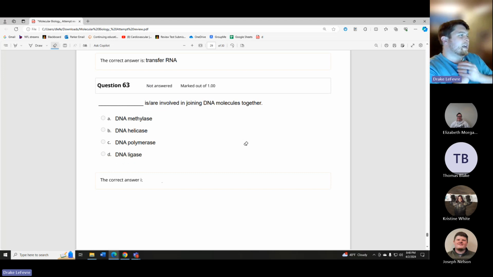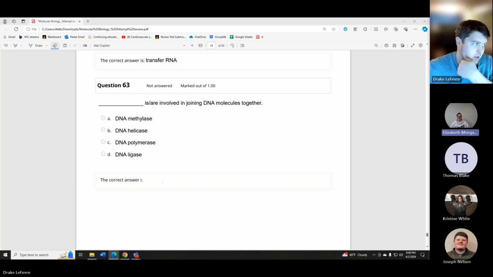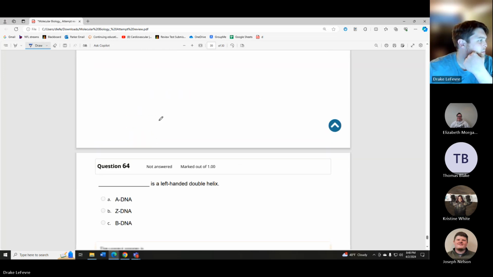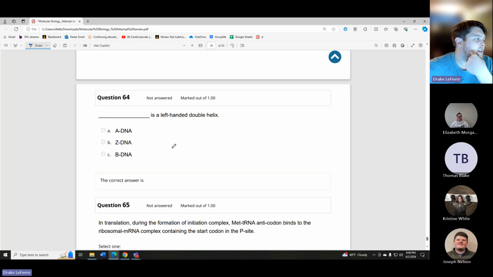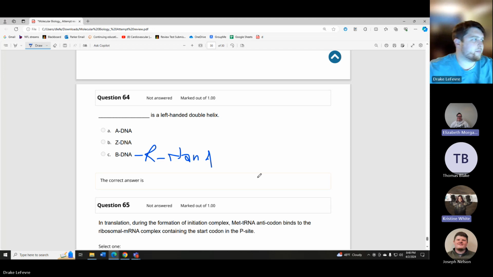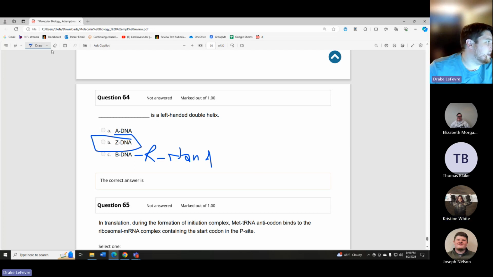Last 3 questions. Blank is involved in joining DNA molecules together. DNA ligase. Yep. Blank is a left-handed double helix. So we talked about B DNA, right? B DNA is our right-handed. So which is left-handed? Z. Yeah, our Z DNA.